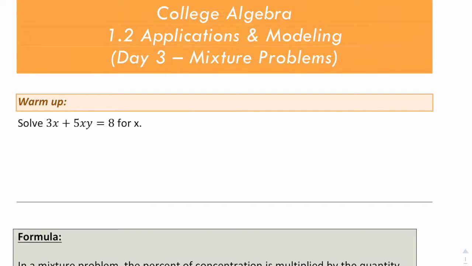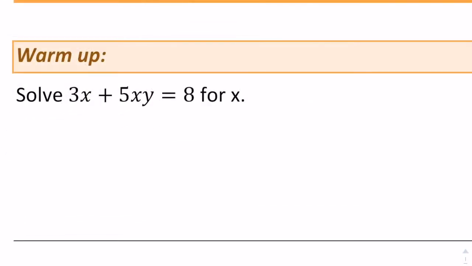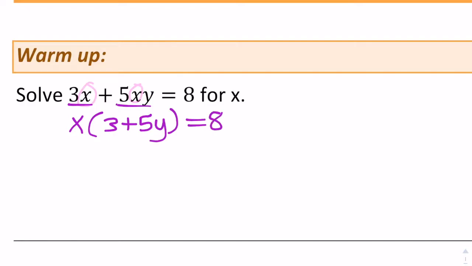Warm-up wise, if you want to solve that equation for x, you've got x in both of your terms. So before you can actually solve for it, you need to factor it out so that it's only in one location. So pull that x outside, and you're left with 3 plus 5y equals 8. You'd want to divide by 3 plus 5y, so you'll just end up with 8 over 3 plus 5y.